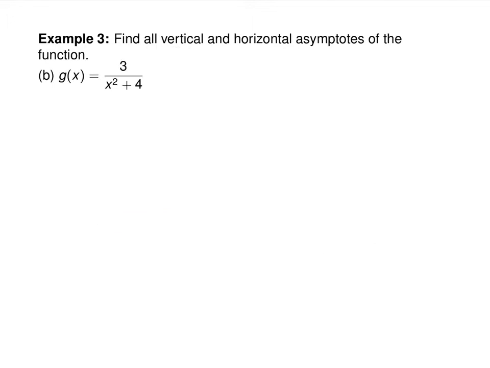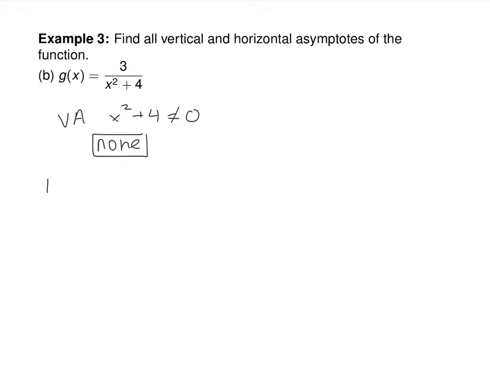Okay, vertical asymptotes. Does x squared plus 4 ever equal 0 for real numbers? No. So this does not happen. There are none. If that denominator had been x squared minus 4, would the answer have been different? Yes. Okay.